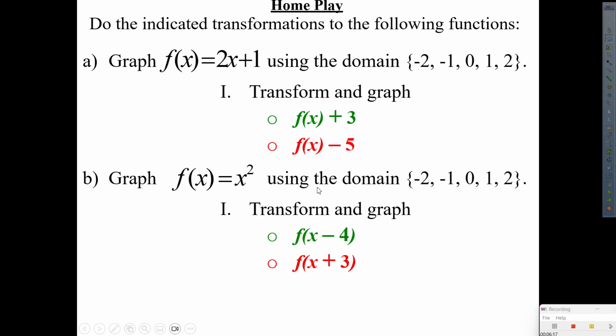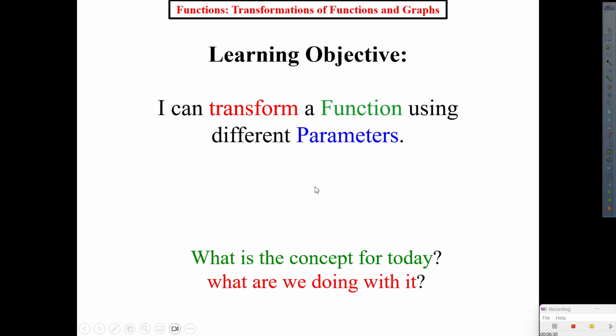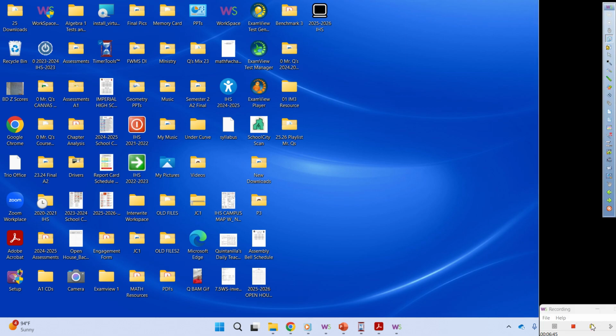All right. Anyways, in your Cornell notes, write this down at the bottom left of your notes. I can transform a function using different parameters. Write that down, please.